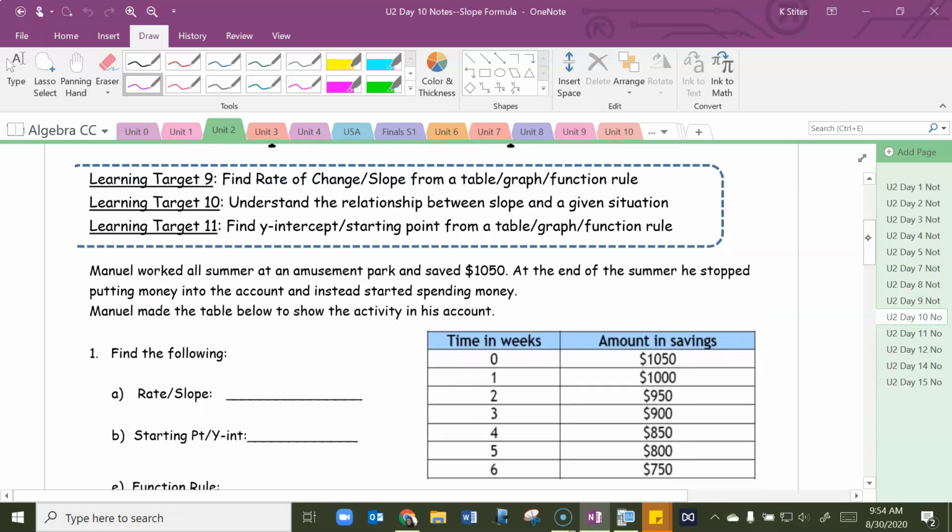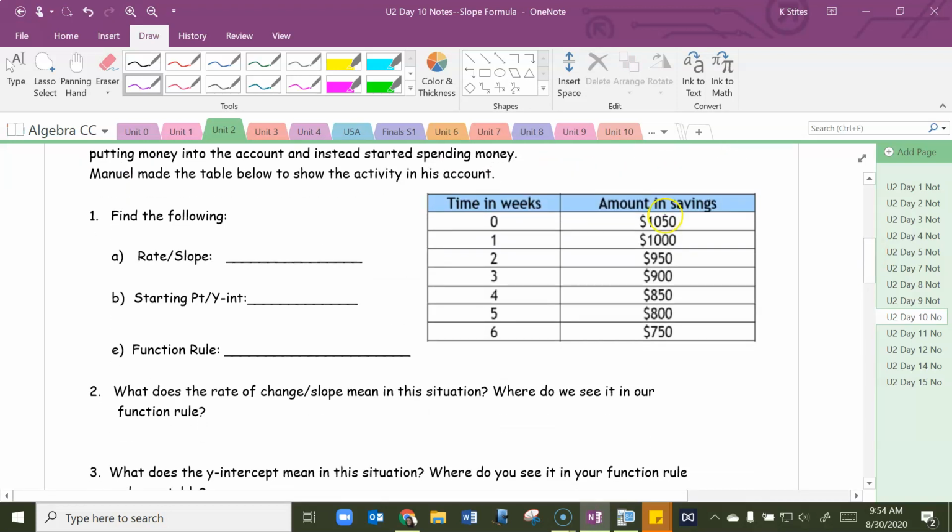In our first situation, Manuel worked all summer at an amusement park and he saved $1,050. At the end of the summer, he stopped putting money into the account and instead started spending money. Manuel made the table below to show the activity in his account. We can definitely see that his money is decreasing, and that should tell us we will have a negative rate or a negative slope. So let's go ahead and find his rate or slope. Again, those are the same thing.